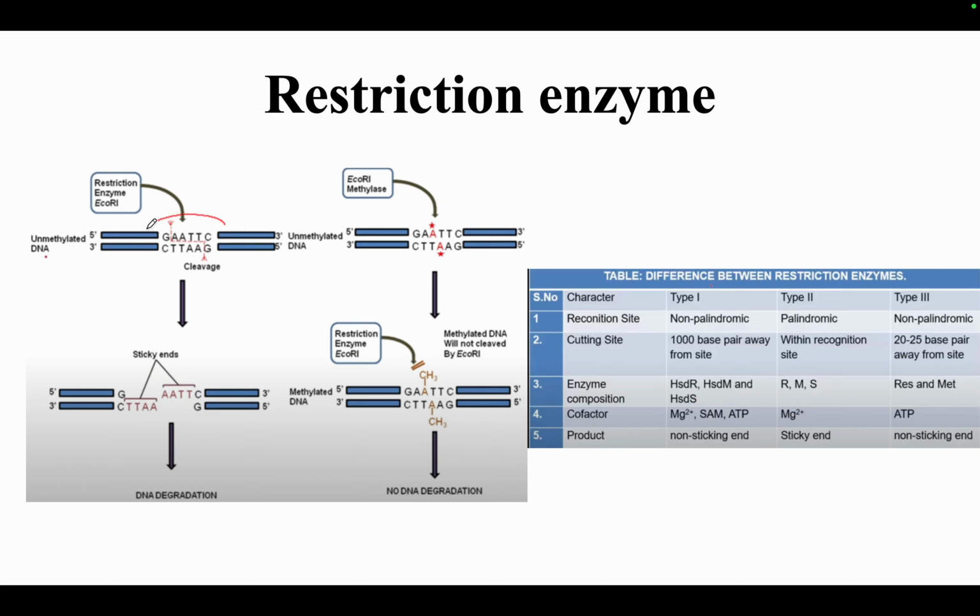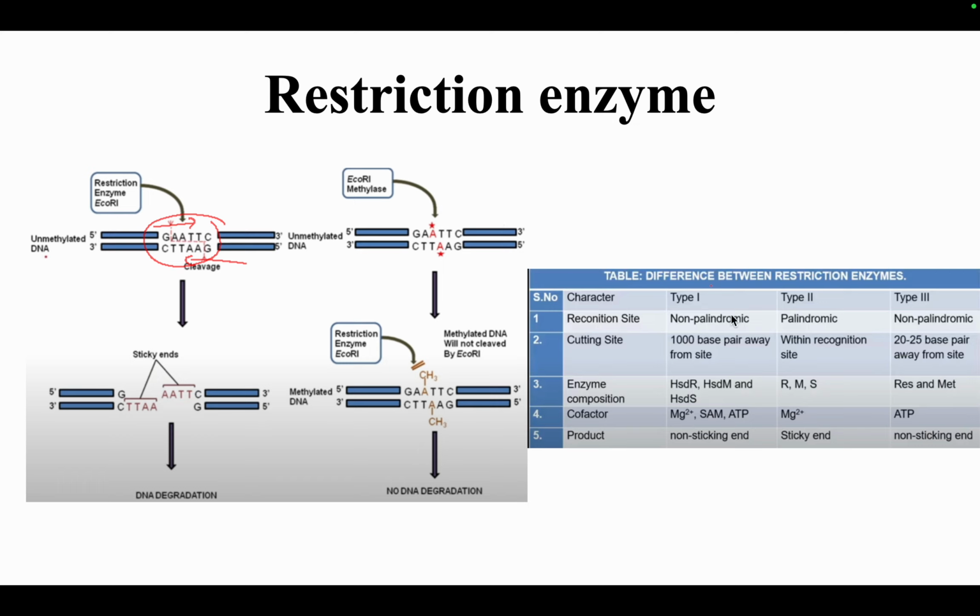So it will recognize a palindromic sequence. So what is a palindromic sequence? It reads the same from opposite ends. From opposite ends it reads the same, that is GAATTC, from the opposite end it will also read as GAATTC. So it will recognize.